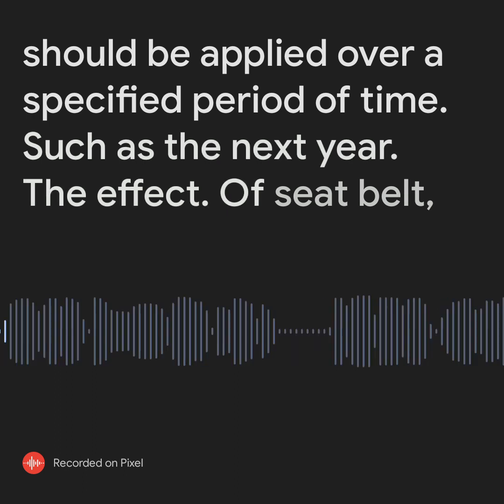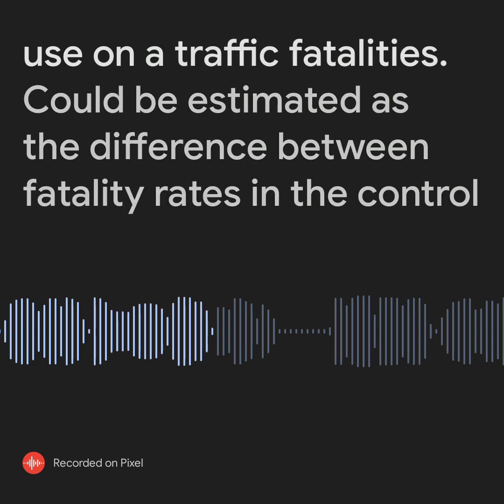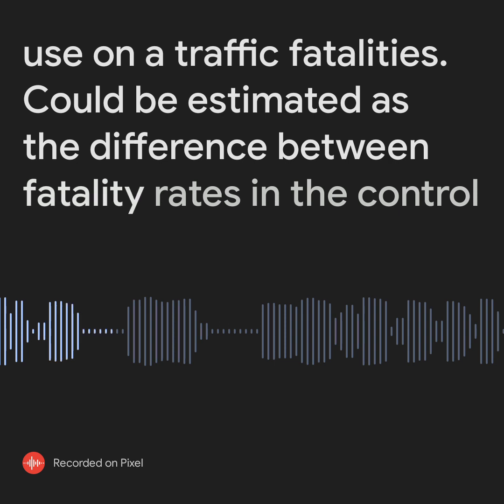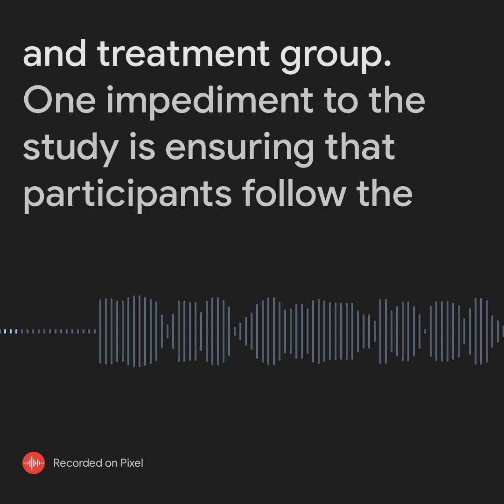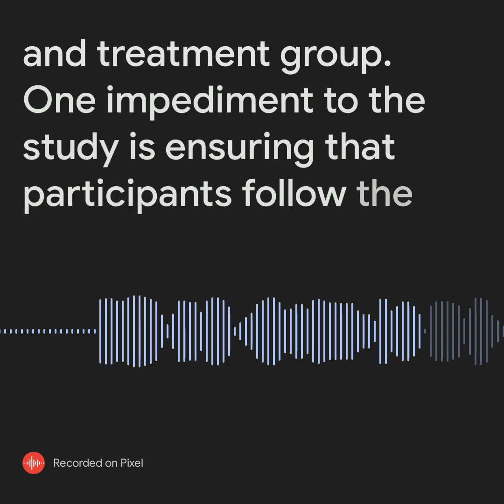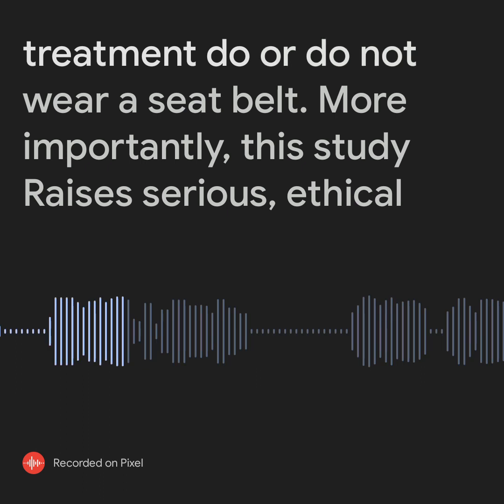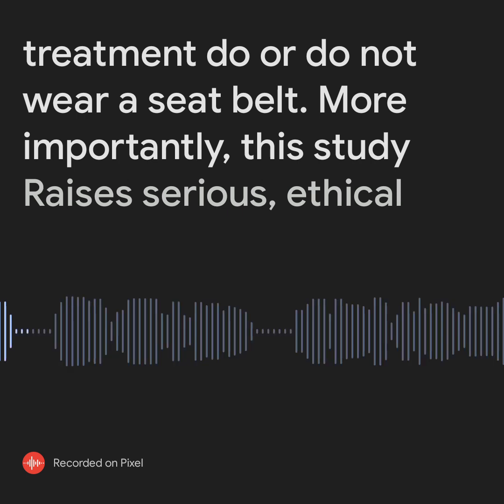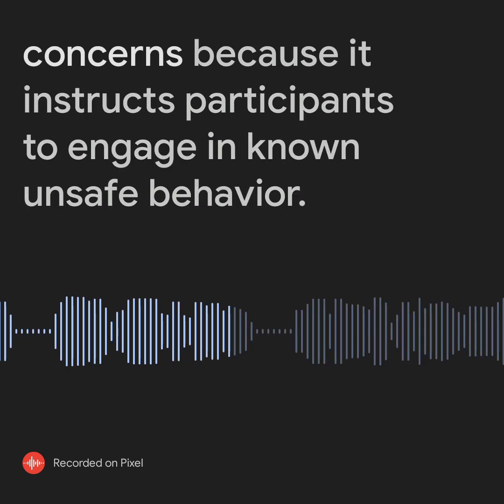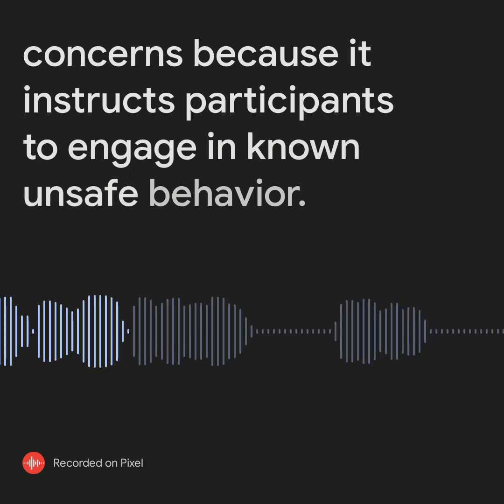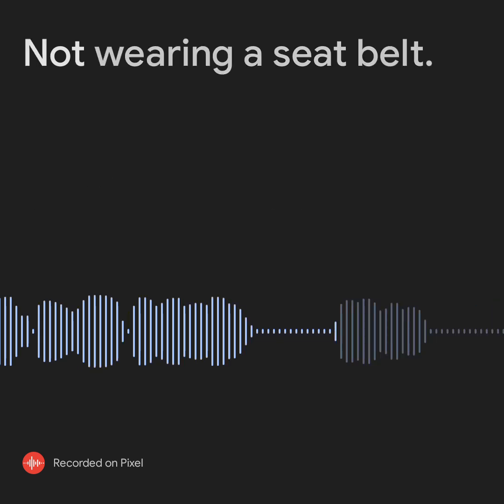The effect of seatbelt use on traffic fatalities could be estimated as the difference between fatality rates in the control and treatment group. One impediment to this study is ensuring that participants follow the treatment, do or do not wear a seatbelt. More importantly, this study raises serious ethical concerns because it instructs participants to engage in known unsafe behavior, not wearing a seatbelt.